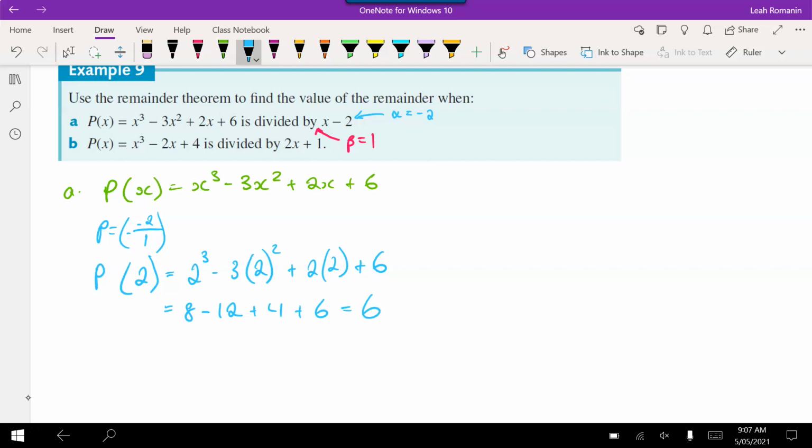So if I was to go through my whole long division process by dividing that particular polynomial by x minus 2, this is telling me that my remainder would be 6. So when we get to the bottom of it and we have that number left over, that's what my remainder would be.